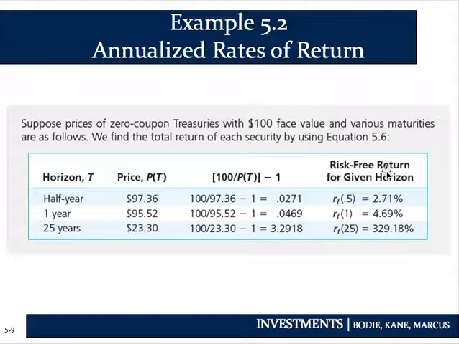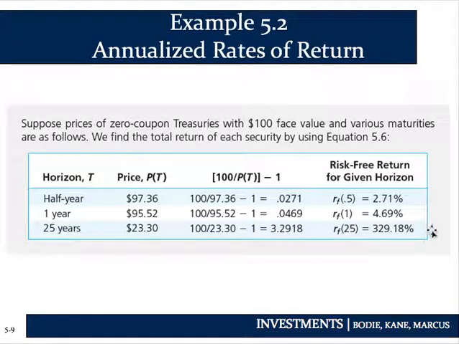So anyway, the risk-free rate given the horizon is, we have the risk-free return for a half a year, that's 0.5 here. Half a year is 2.71%, and a year is 4.69%, and 25 years is 329%. So if you want 329% on your money, you would buy the 25-year zero coupon treasury. Of course, you have to wait 25 years to get your 329%, or you have to sell at the market at the current market price.